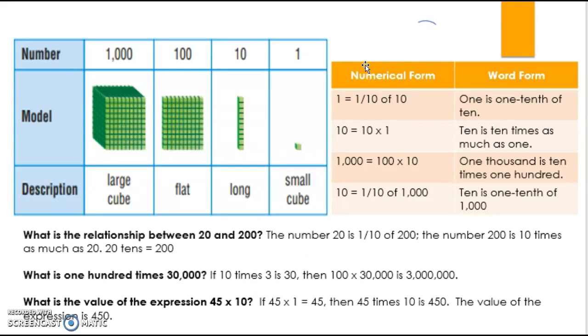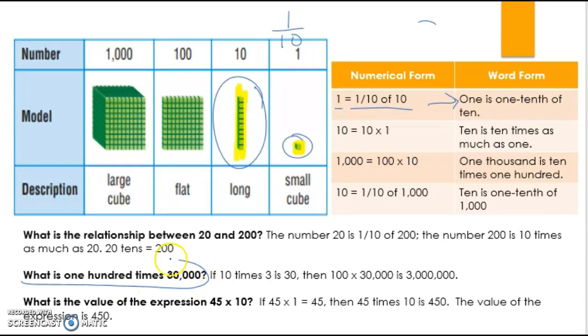Let's look at this relationship using base 10 blocks and some sentences and questions at the bottom. Here we see a cube. The cube is 1/10 of a long. What do we mean when we say that? This long is divided into equal parts. One of those parts would make 1/10. So the number 1 is 1/10 of 10. And here it is written in word form.